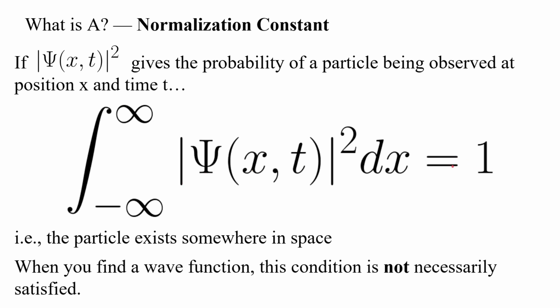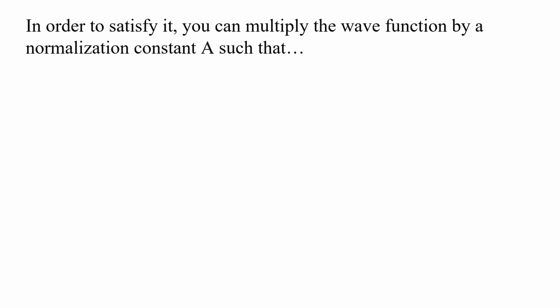But this isn't true for every single wave function you're going to find. Not every wave function you're going to find is going to be able to be multiplied by its complex conjugate and immediately get 1 if you take that integral. So the way you make sure that this condition is satisfied is by multiplying the wave function by what's called the normalization constant, or a.